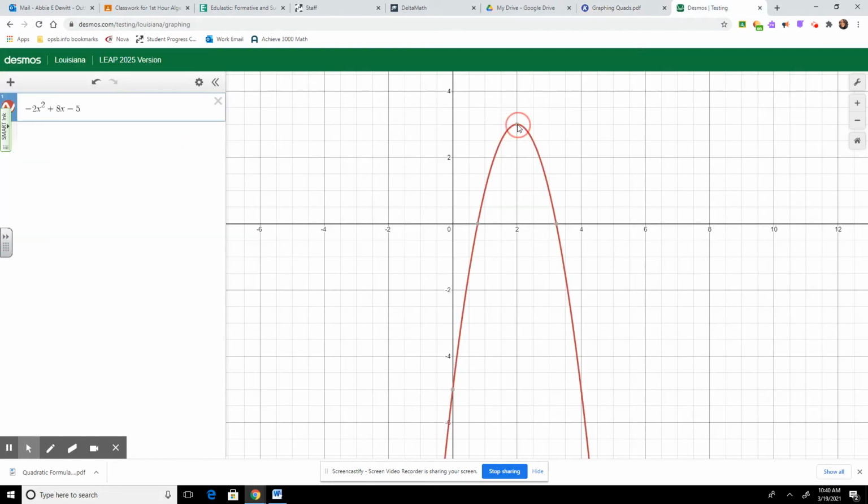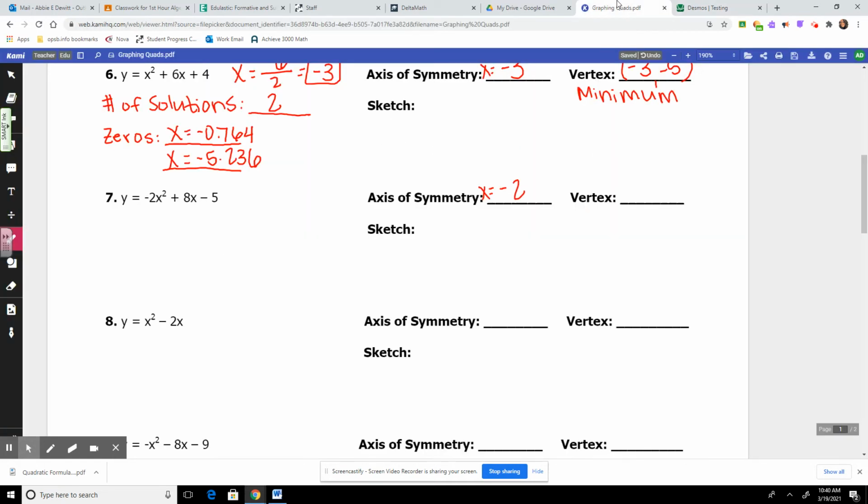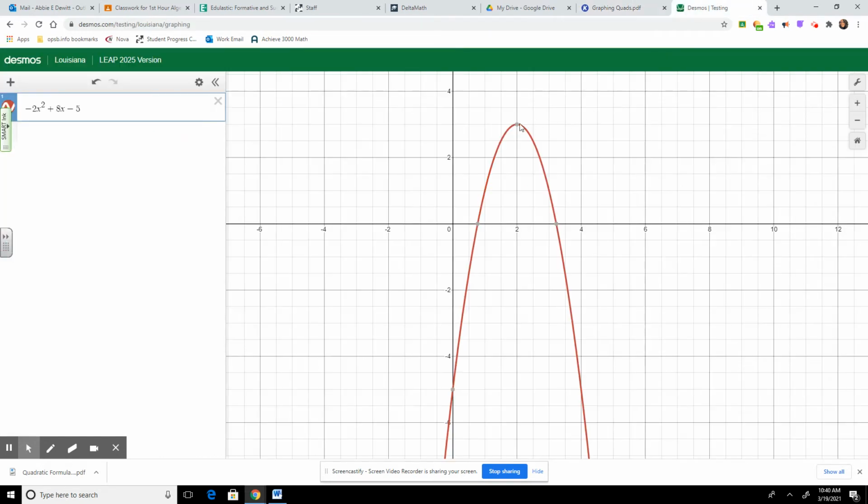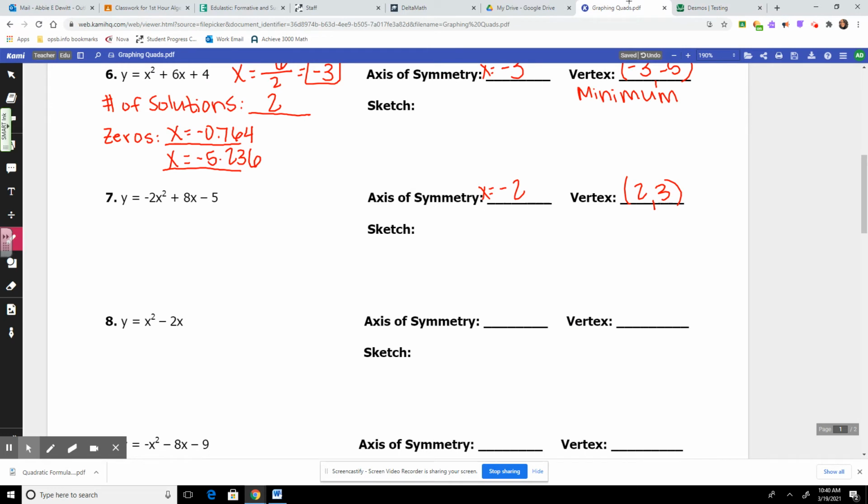What is my vertex? Well, my vertex is the point, and if you click and hover over that point, it will give it to you right there as an ordered pair. My vertex is the point at which it changes direction. I'm at the top of the hill at 2, 3. So my vertex is 2, 3. And that vertex is going to be a maximum. My graph is increasing and then it's going down. That's the max point of my graph. So my vertex here is going to be a maximum. You can sketch it here if you choose to, but it's not required. I'm not requiring you to because hopefully you're all using Desmos.